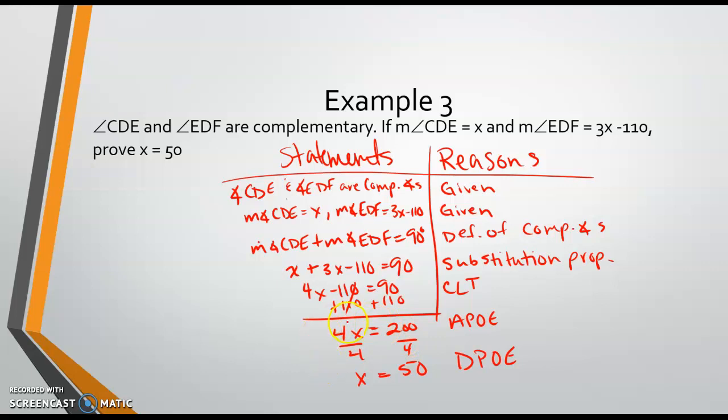And I proved that x equals 50. I got what it wanted me to show. So that is how we use geometry and proofs to prove something to be true.